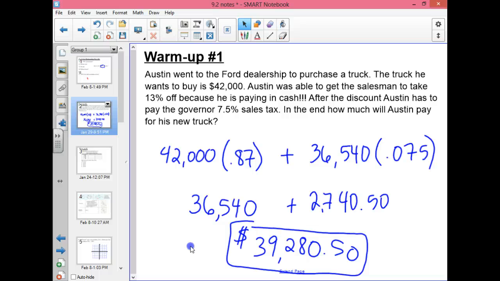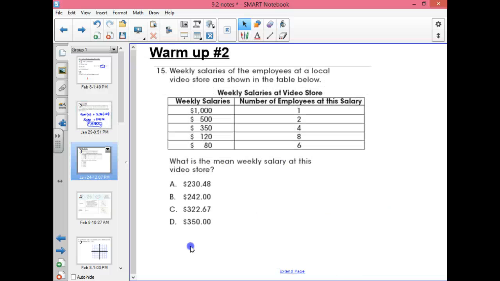Let's look at the second warm-up. The second warm-up is an OGT warm-up. And it asks for the mean salary at this video store. So they give you this chart and they say, for example, the weekly salaries, there's only one employee that earns $1,000 every week. There's two employees that earn $500 every week, and so forth. So they want to know what's the average.